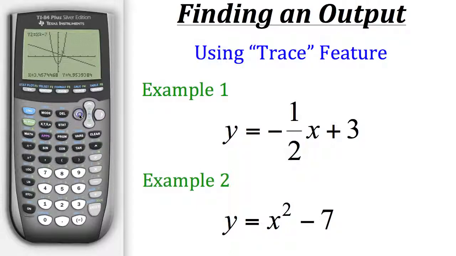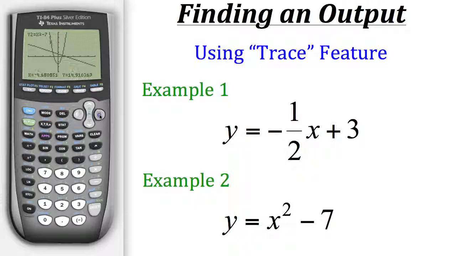Whenever we hit left and right, we're actually moving along the parabola. If we want to find the output at a specific point on the parabola, we just punch in the input value. Say, for example, 1, and then hit enter. For this equation, when x is 1, y is going to be negative 6. And we could keep doing the same thing. So negative 2. At negative 2, our y value will be negative 3.